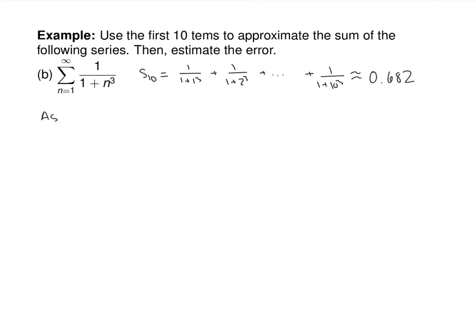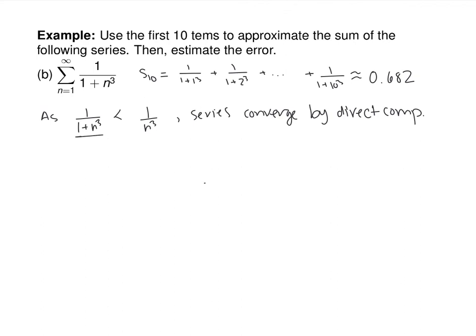Okay, so what we know here is that 1 over 1 plus n cubed is less than 1 over n cubed. So we know this series will converge by direct comparison. And we know that the remainder for this series, if we add those up, will be less than adding up those things. So we can estimate the error for this sum, and then the error for the sum we're looking at will be less than that. And we estimate this using the integral remainder.